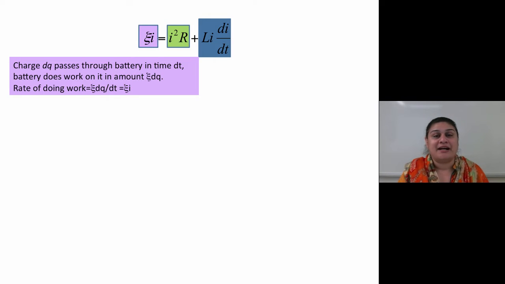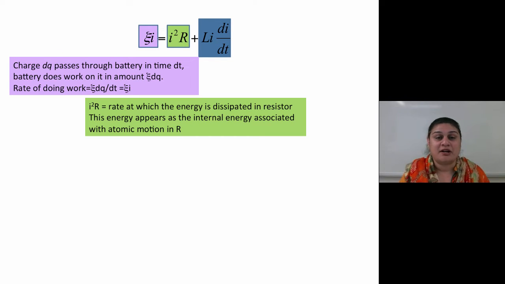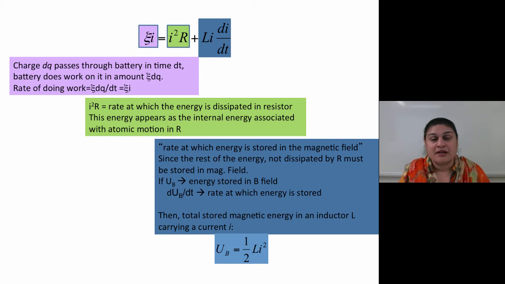So what is I and what is EMF times I? The charge delta Q passes through the battery in time delta T. The battery does work on it in the amount E dQ. The rate of doing work will be E dQ/dt, or E i. I squared R is the rate at which the energy is dissipated in the resistor. This energy appears as the internal energy associated with the atomic motion in the resistor.